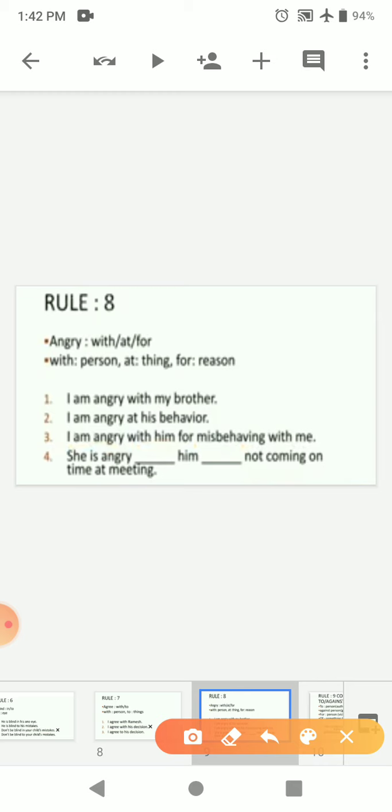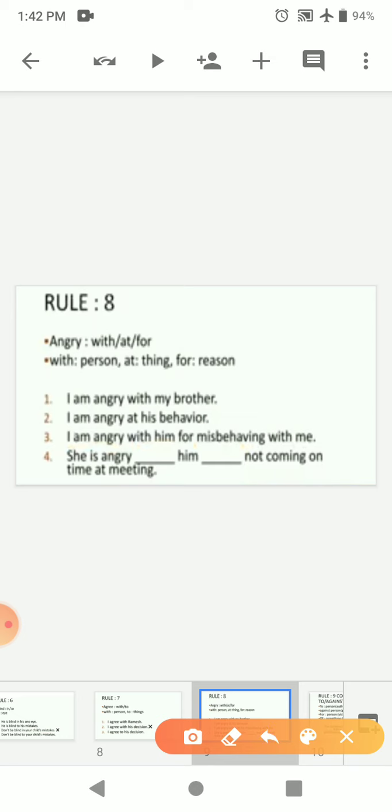So let's look here. I'm angry with my brother. So here my brother is a person. I'm directly talking, directly referring to my brother here. So whenever we are referring to a person, talking directly about that person, we use with. I am angry with my brother.